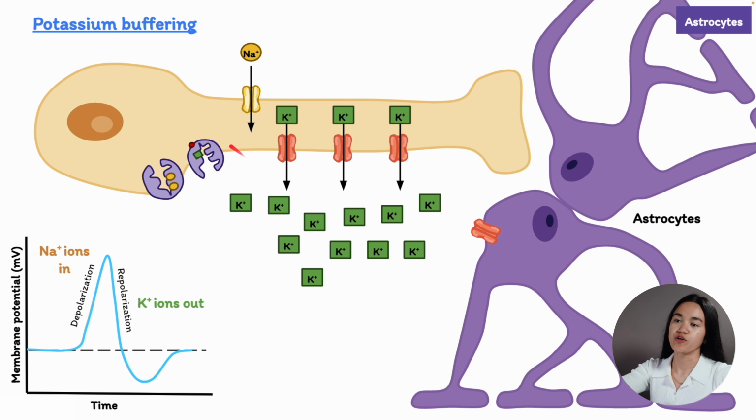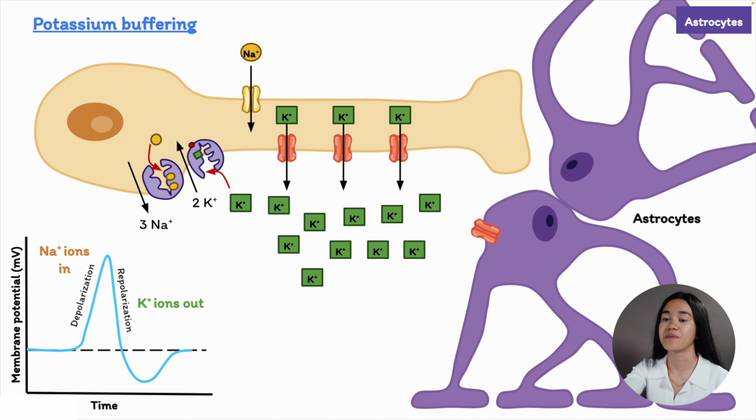And this is where the sodium-potassium pumps, or ATPase, these right here, come in. What they're going to do is return the potassium ions that leave back into the neuron, and pump sodium ions out. So they're going to pump 2 potassium ions back into the cell, and they're going to pump out 3 sodium ions.